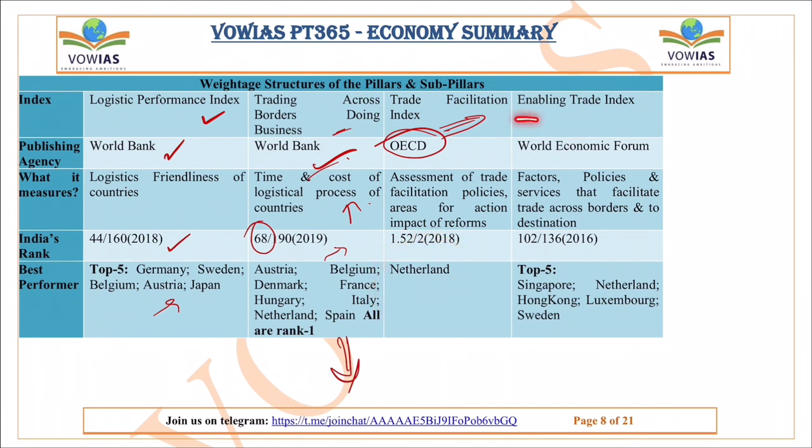The next one you have is the Enabling Trade Index by the World Economic Forum. It measures the factors, policies, and services that facilitate trade across borders to the destination. It measures the overall trade infrastructure, you can say. India is currently ranked 102 out of 136 countries, and the top 5 countries are Singapore, Netherlands, Hong Kong, Luxembourg, and Sweden.